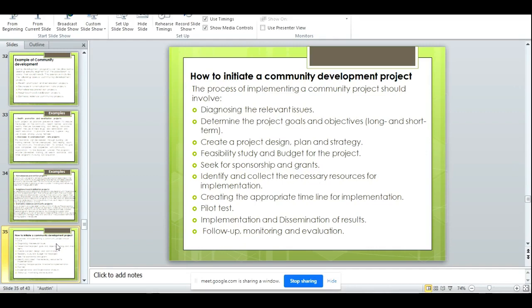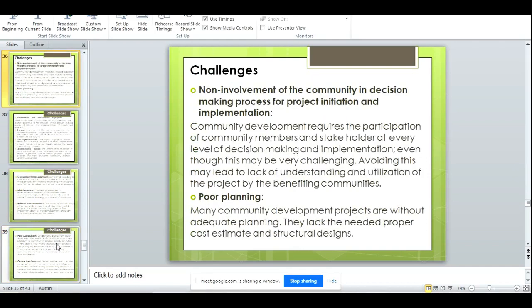But if you notice some things that do not work in the program, you want to change it, tweak it, so that it will work perfectly for the community. That's the importance of pilot testing before you now go fully into implementation. So implementation and dissemination of results. Then you want to do follow-up, monitoring and evaluation of whatever community development program or project you have done. You have to monitor it so it doesn't deteriorate over time.